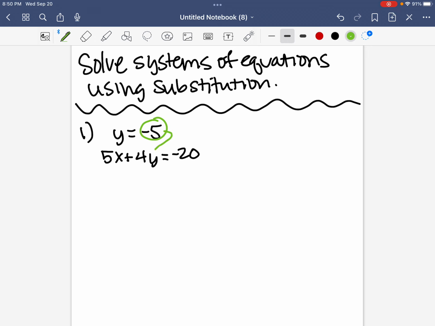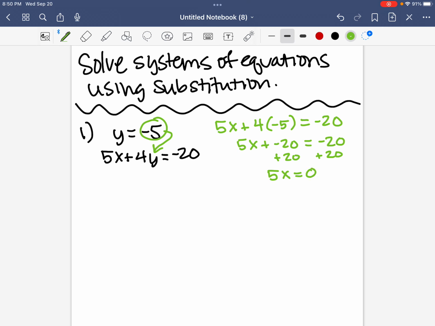So I'm going to take that negative 5 and plug it into the other equation where I see y. So that gives me 5x plus 4 times y, which is negative 5. So instead of writing y, I write negative 5, equals negative 20. Then from here I can solve it. 5x plus 4 times negative 5 is negative 20, equals negative 20. To get rid of the negative 20, I need to add 20. That leaves me with 5x is equal to 0. Divide both sides by 5, and I get x is equal to 0.